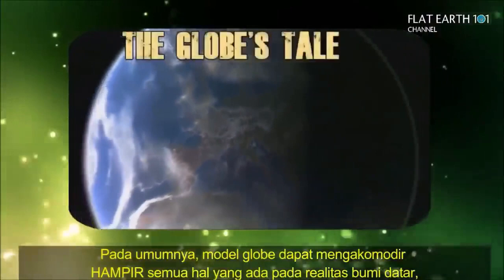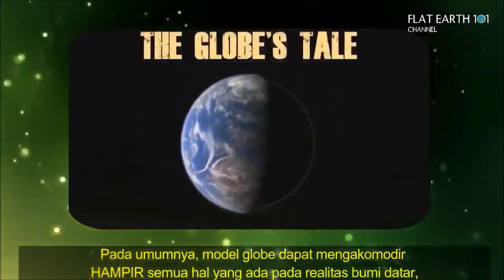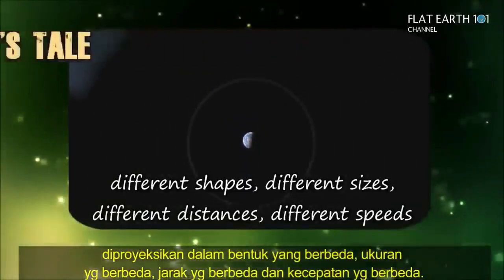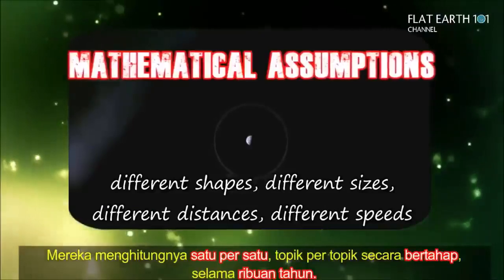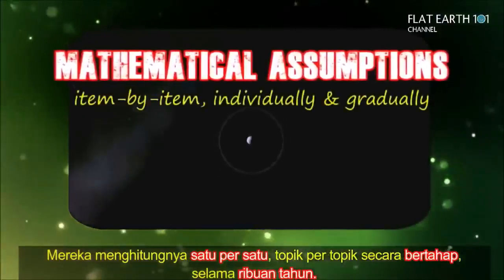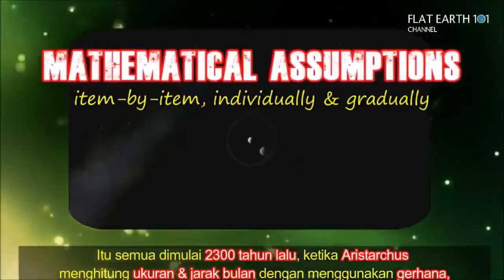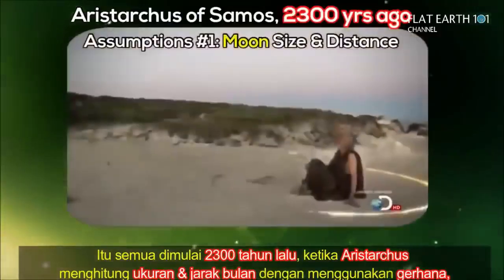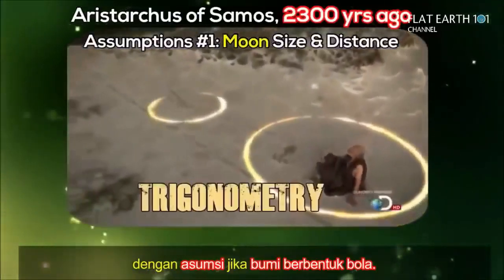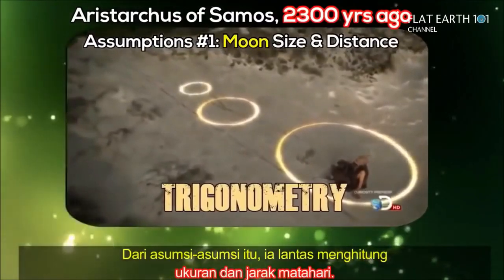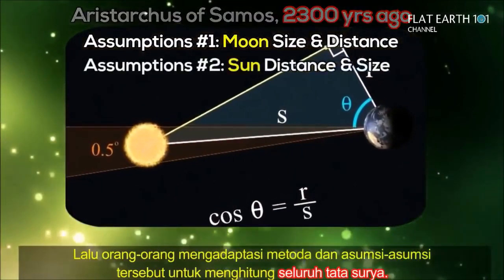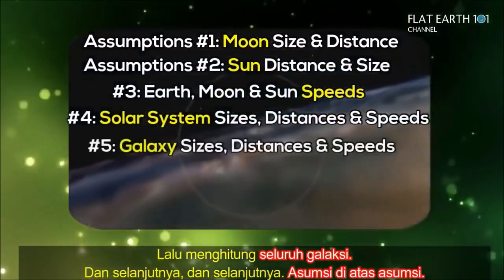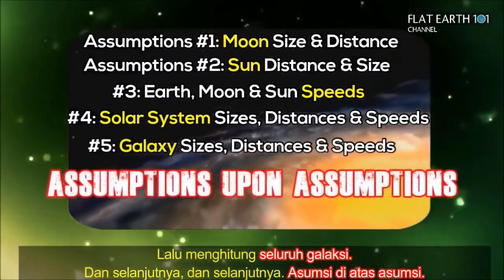Most of the time, the globe model can accommodate almost everything from flat earth reality, projected in different shapes, different sizes, different distances, and different speeds. It's only mathematical assumptions. They calculated one by one, gradually and individually within thousands of years. It all started 2,300 years ago when Aristarchus calculated the size and distance of the moon using eclipses based on assumptions if the earth was a ball. From those assumptions, he calculated the size and distance of the sun. Then people adapted his method and assumptions to calculate the whole solar system, then the whole galaxy, and so on and so on. Assumptions upon assumptions.